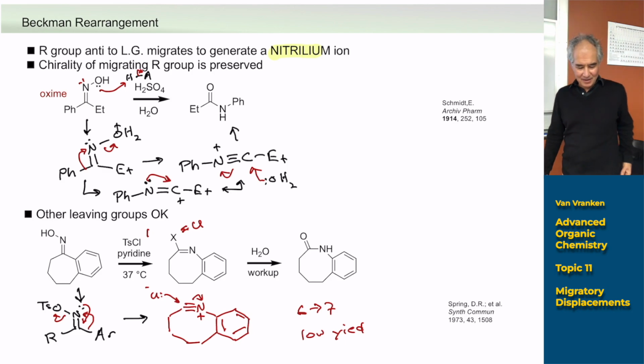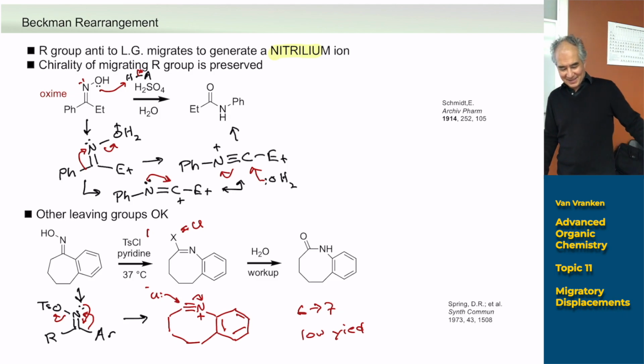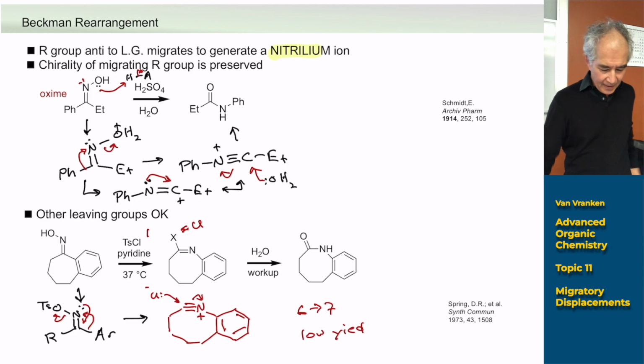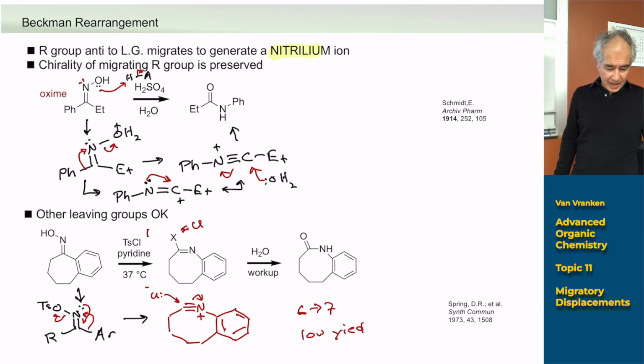You just went away. So don't get comfortable with triple bonds, certainly not in 6, not even in 7. 8 was about the smallest ring size they could get that nitrilium intermediate to work well in. And I respect them for trying all the ring sizes just to see where the system broke down. All right, so that's the Beckmann rearrangement.